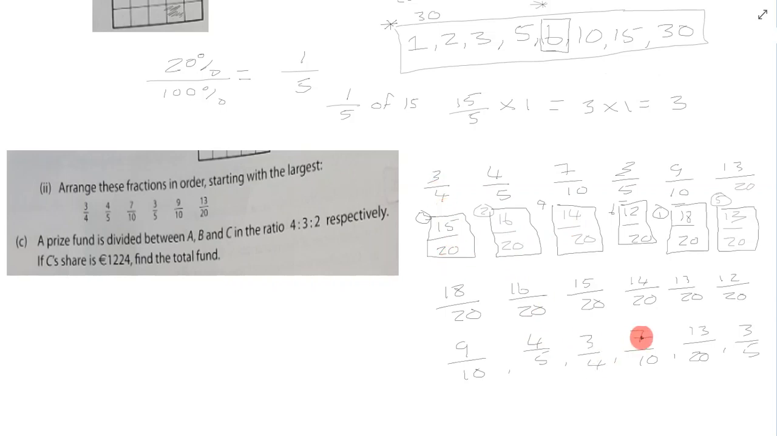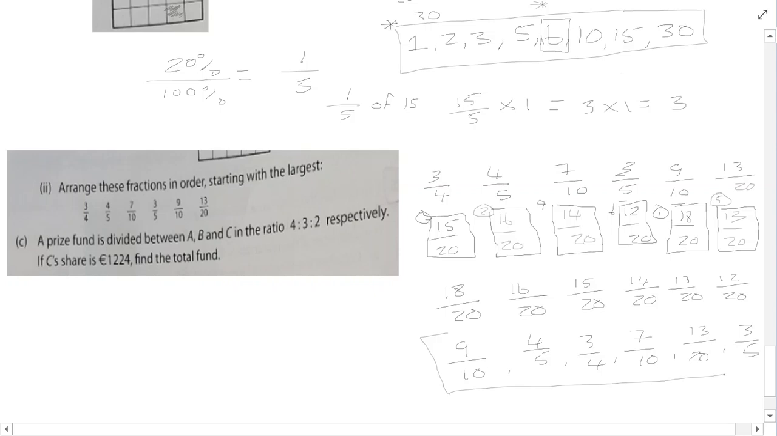The next one is 7 over 10, which is this one, 14 over 20, so we put that there. The fifth one then is 13 over 20, which we started off with 13 over 20, which is that one. And then the last one is 12/20ths, which is 3 over 5, which is this one here. So this is your answer to that question. That's the order that it looks for.